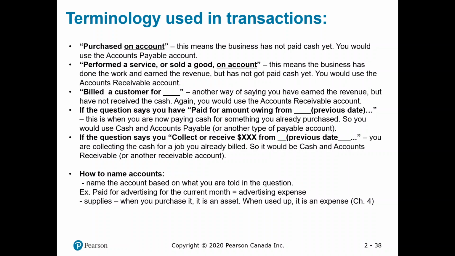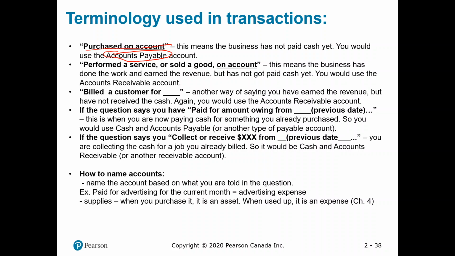So when it says that something is purchased on account, that means that the business has not yet paid cash for that amount. So say it said that you purchased inventory on account. So you got that inventory, that's the asset you've received, but you haven't yet paid cash. So for this, you would need to use accounts payable as your credit. You're setting up that liability account.